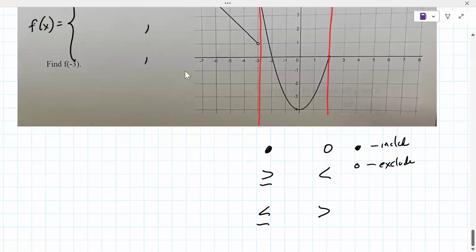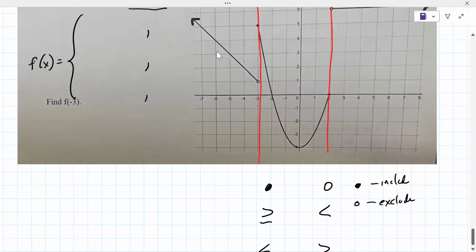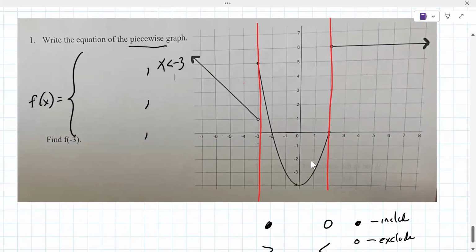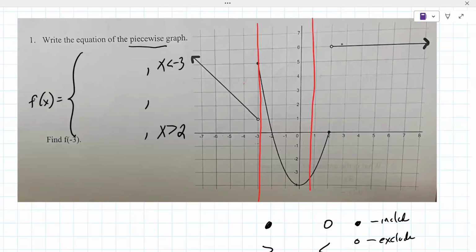The reason that's important here is this first one is valid for x less than -3. The last piece on the right, since it's an open circle there, is valid for x greater than 2. And the one in the middle is good for -3 less than or equal to x less than or equal to 2.